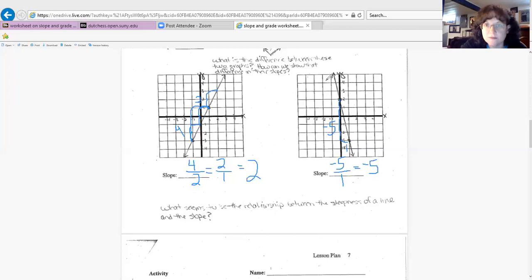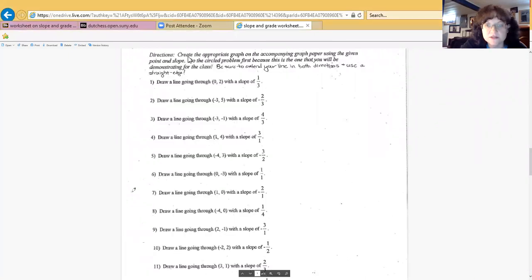Okay, I hope this is all making sense so far. So now let's go down to the exercises that follow this on this packet. The directions say, create the appropriate graph on the accompanying graph paper using the given point and the slope. And then you can ignore the rest because we're not doing this in class.